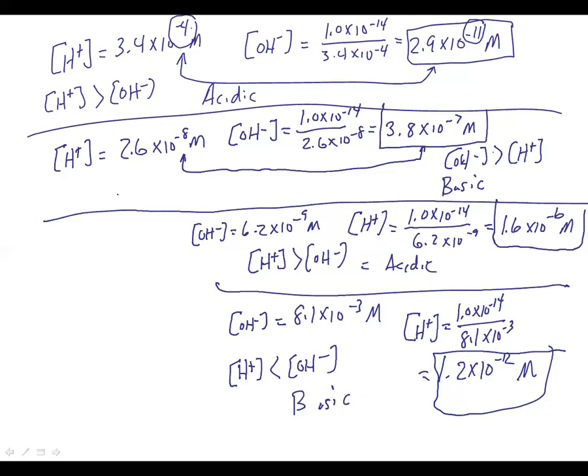So technically that would be a neutral situation in that situation only, which was none of these problems, but that is when you would get a neutral solution, when they equal exactly the same number. And because the 1 times 10 to the minus 14 is a constant, it would mean they both would have that concentration. Any questions on how to use KW here?